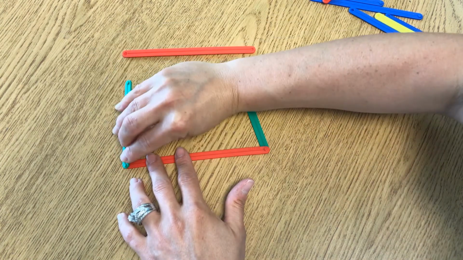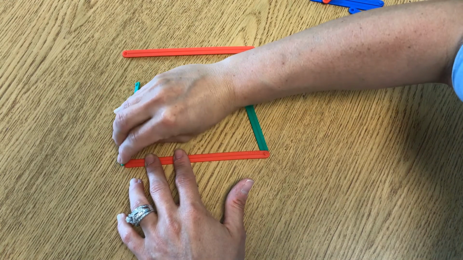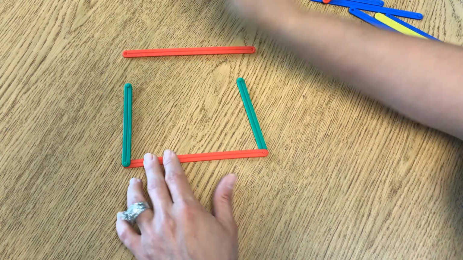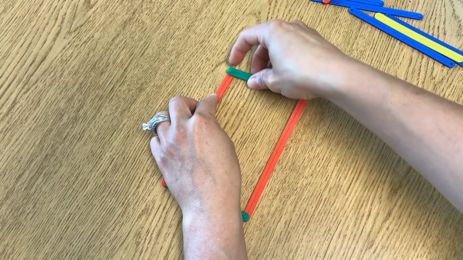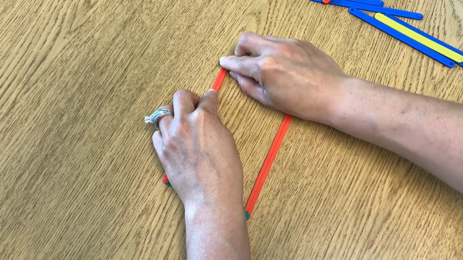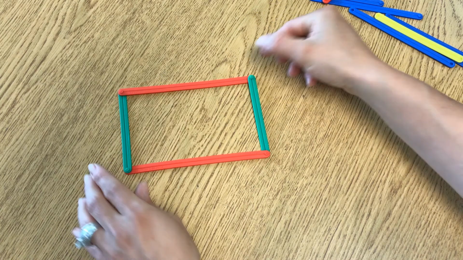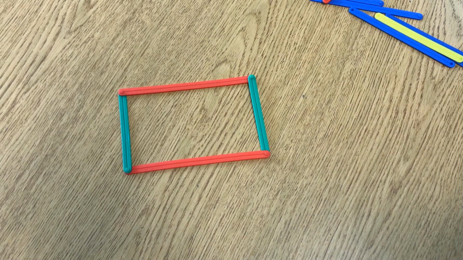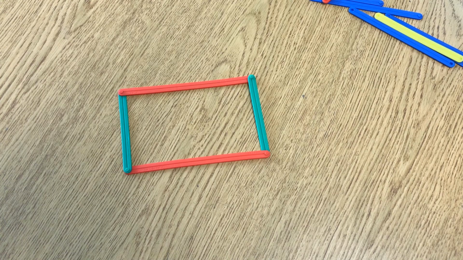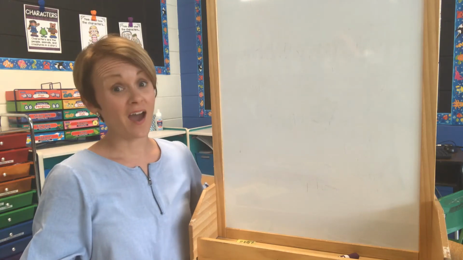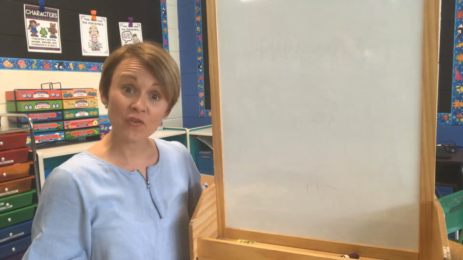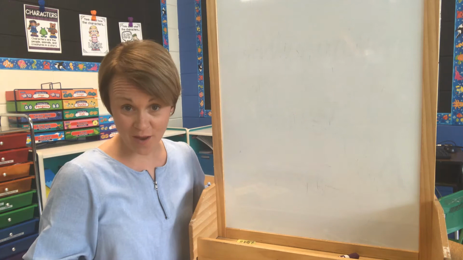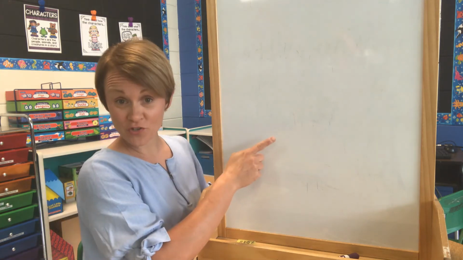1, 2, 3, 4. And that's a pretty great rectangle. I think we learned a lot about rectangles. Now that you know so much about this shape, maybe you'll be able to draw it.